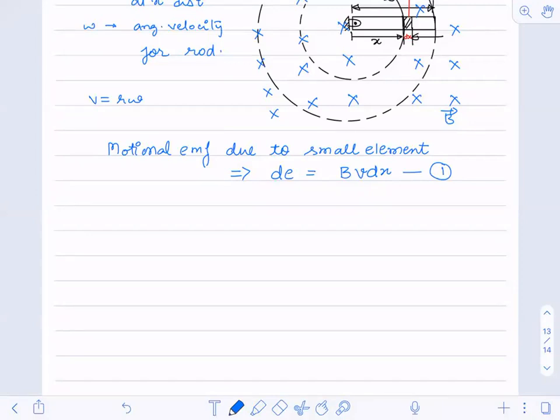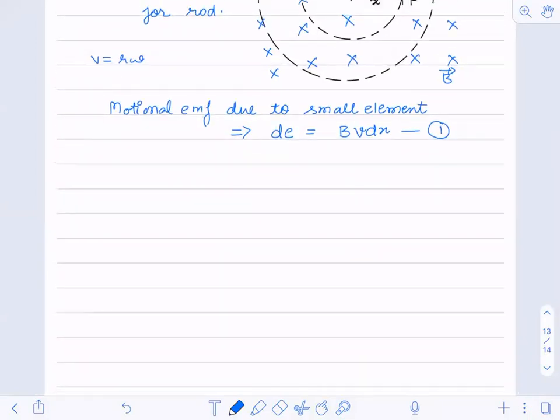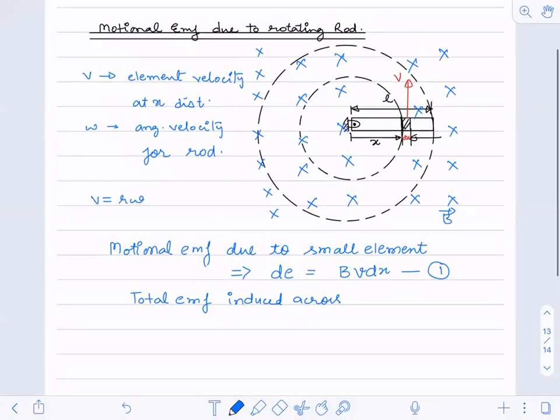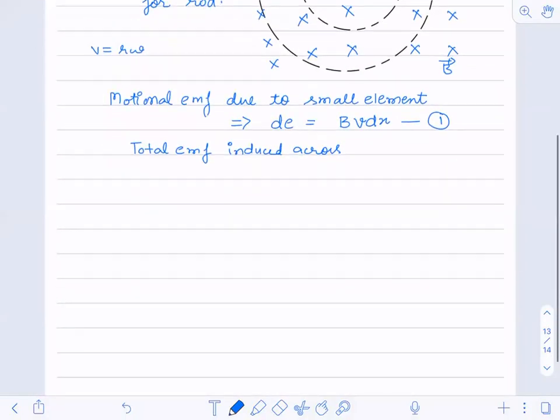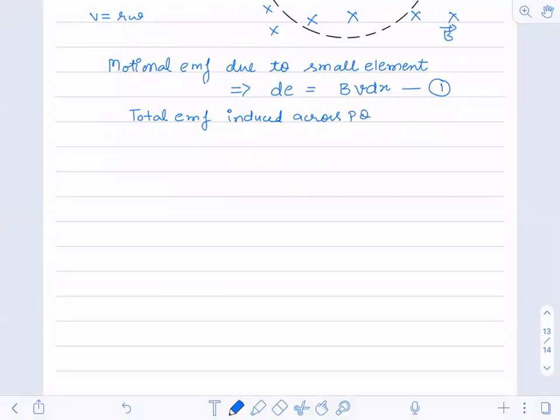Yes, integration we will use here. Wait, we have done it for the element. Wait a minute, this is still not finished. The total EMF induced across this rod, suppose the rod is PQ. Total EMF induced across PQ.